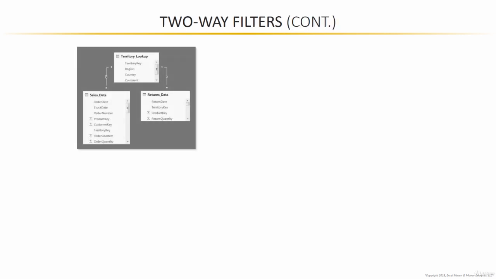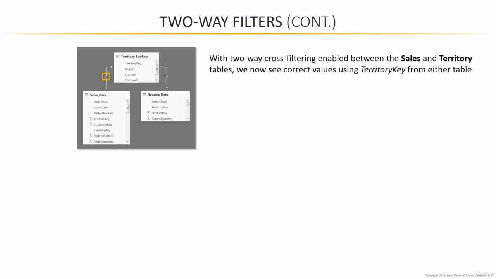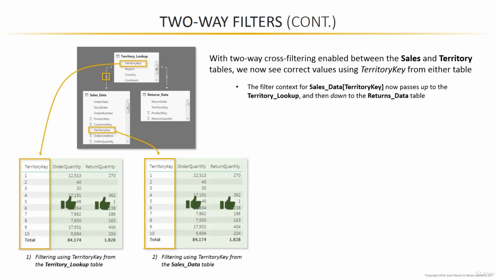Here we go, same three-table model. The only difference is that one bidirectional filter between territory and sales. And because we've enabled cross-filtering between those two tables, we can now see correct values using the territory key field from either one of those tables. So again, just like before, using the territory key from the lookup will yield proper, accurate values for both order quantity and returns quantity, since it's upstream and connected.